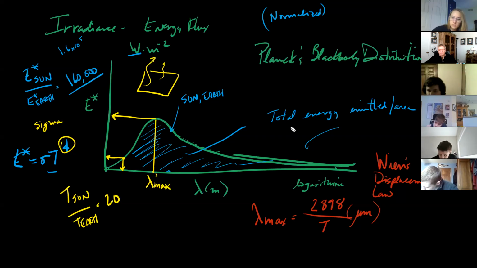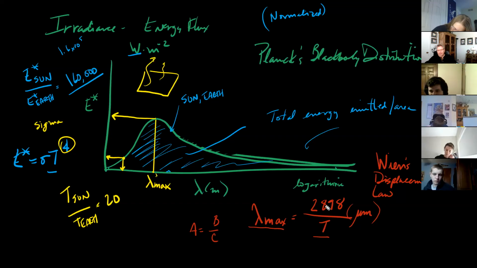Do you agree that this looks like A equals B over C? So what's the relationship between lambda max and temperature? Inversely proportional. Okay, so say that in a full sentence. Lambda max is inversely proportional to T as long as 2,898 is constant. And it is, right? That number is a constant.